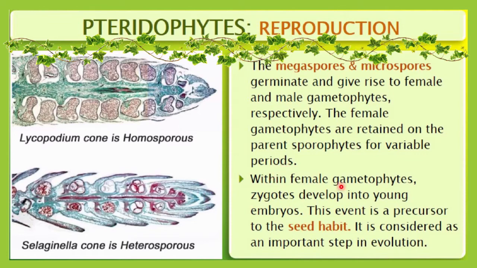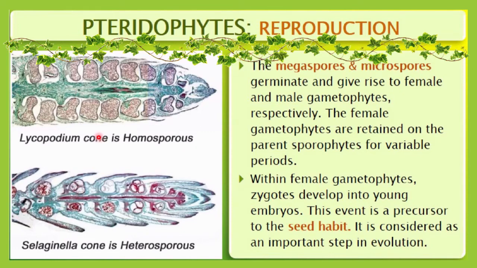Within the female gametophyte, the zygote will develop into a young embryo. This event is a precursor to the seed habit. Here, be very clear, seed will not form. But we can say that in higher groups of plants, this will be observed. That's why it is written here why the embryo is forming, because in the next higher level of plant, this event will be the precursor of the seed habit itself. It is considered an important step in evolution.